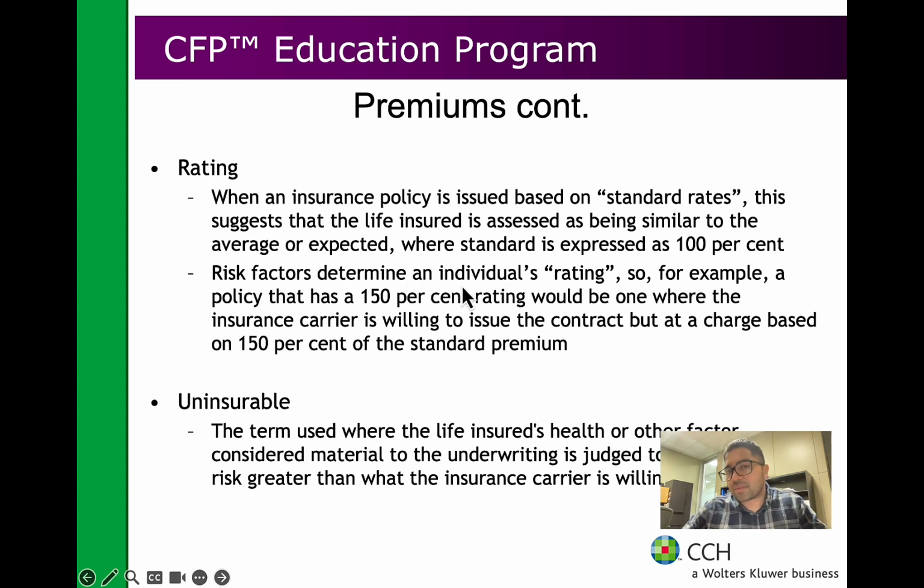Risk factors determine an individual's rating. So, for example, a policy with a 150% rating would be one where the insurance carrier is willing to issue the contract, but at a charge based on 150% of the standard premium. It could be because you are in a very risky profession. Maybe you're a professional skydiver. Then your insurance rating is higher, so they will charge you additional premiums.